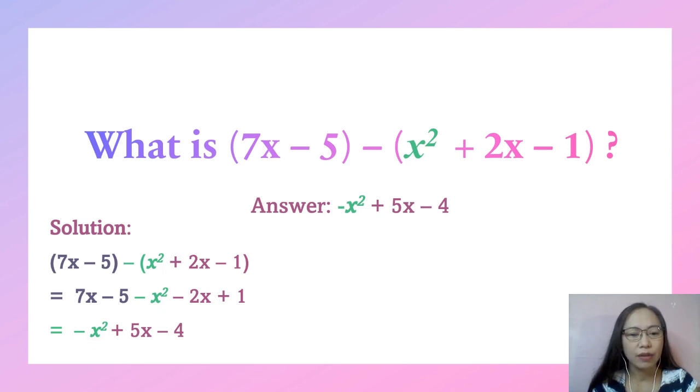And then the terms with x, so we have 7x and we have negative 2x. 7x and negative 2x, or minus 2x, gives you 5x. And then we combine the constants, negative 5 and positive 1. Negative 5 plus positive 1 is negative 4. Therefore, our answer is negative x squared plus 5x minus 4.